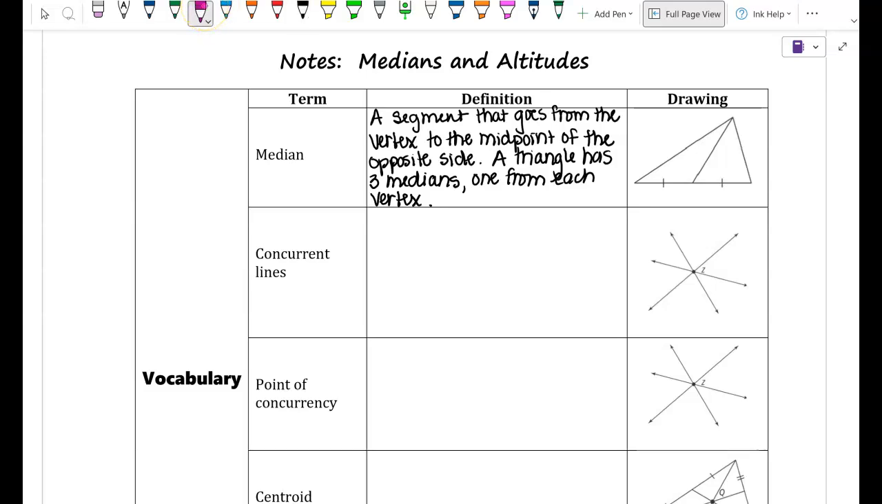This is just a very basic figure off to the right to show us the idea of a median. And we know that this point in the drawing is a midpoint. The way that we know it's a midpoint is because these two segments have been marked congruent, and if they're equal to each other, that point has to be in the middle of that segment. The point up here, the angle, is called the vertex. So this is our vertex, which makes this actual segment our median.